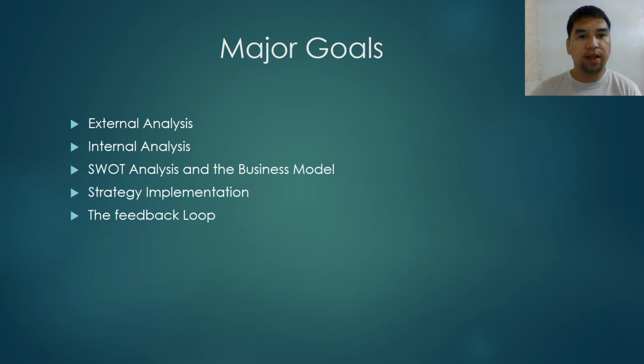Feedback loop. The feedback loop indicates that strategic planning is ongoing. It never ends. Once a strategy has been implemented, its execution must be monitored to determine the extent to which strategic goals and objectives are being achieved and to what degree competitive advantage is being created and sustained.